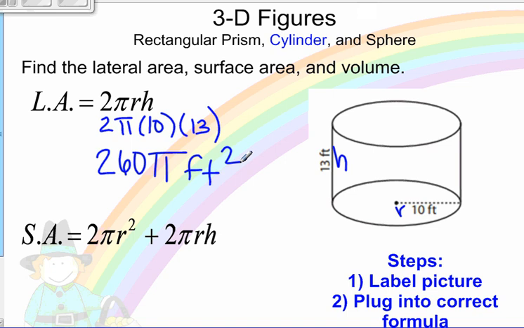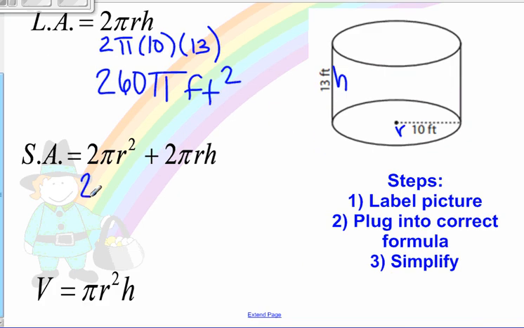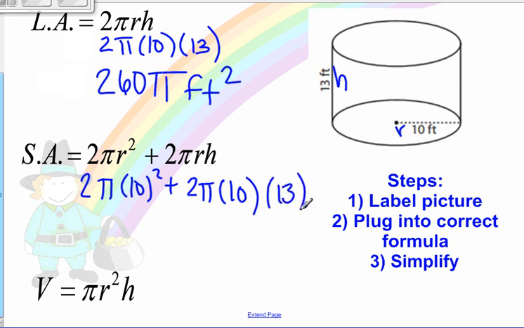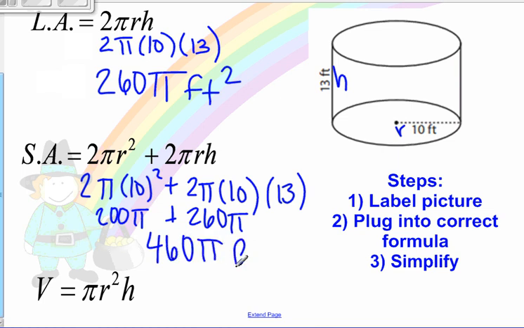If we wanted this in terms of decimals, all we would have to do is type 260 times pi. Okay, going on to surface area, we've got 2 times pi times our radius of 10 squared plus 2 times pi times 10 times 13. We already did that second piece. We know that is 260 pi from our lateral area. And over here, again, we're typing everything into the calculator except for pi. So 10 squared is 100 times 2 is 200 pi. And we're going to add those together and we get 460 pi feet squared.